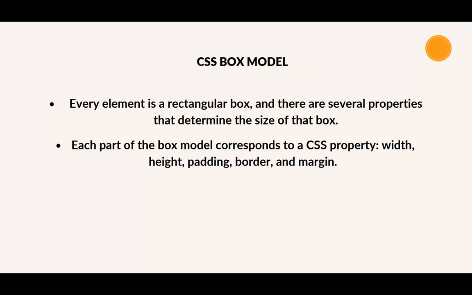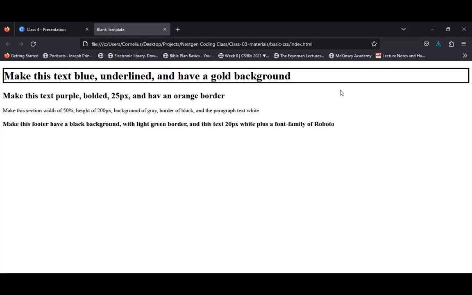So back to this example, every element is a box. So this is a box. And the box has 4 different properties. I'll just write them out, then we'll explain what each of them means. So we have a margin. Okay, so we have the margin, we have the padding, we have the width and the height.